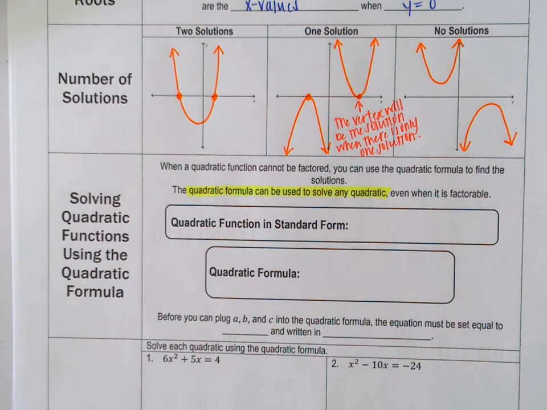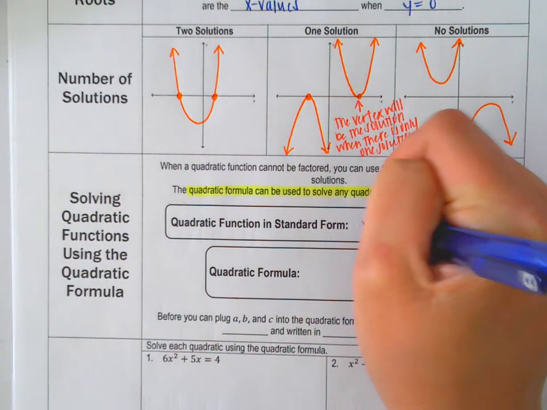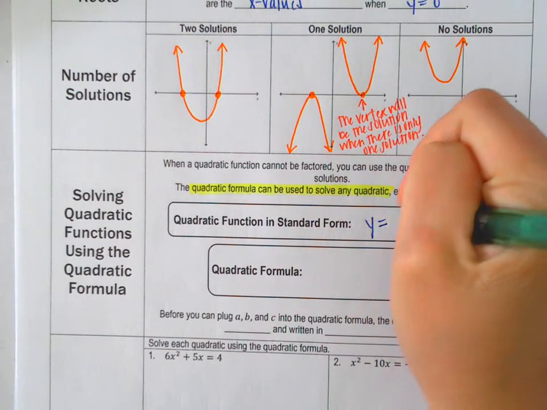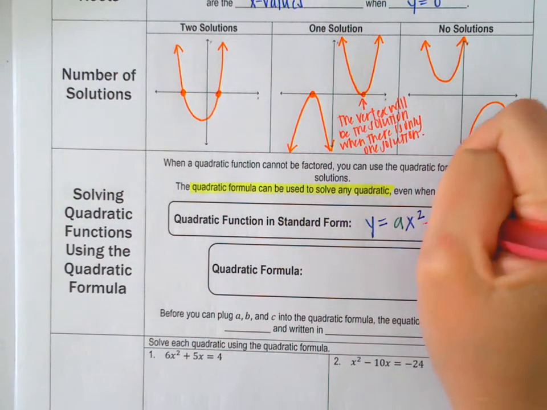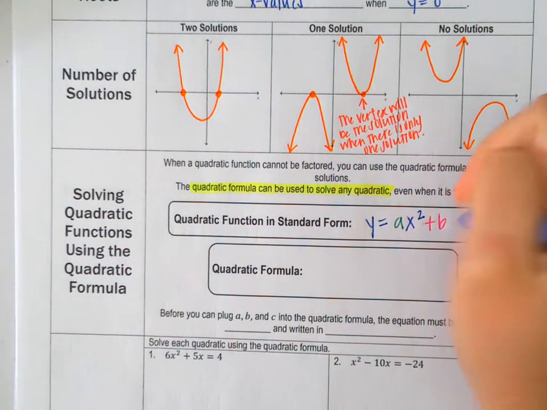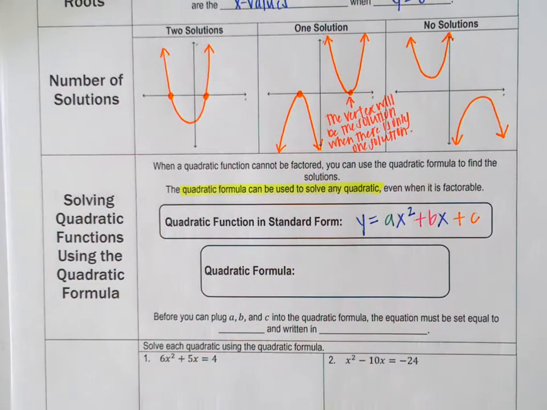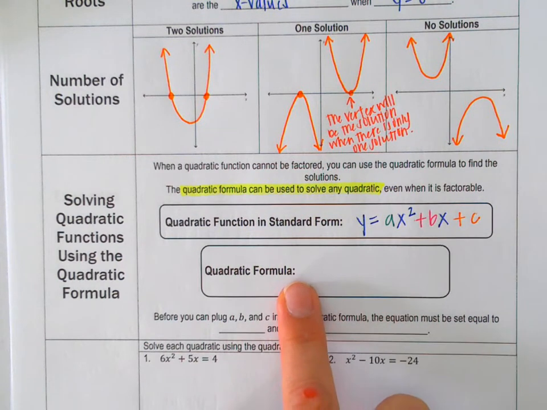Okay, so let's talk about the quadratic function in standard form. That's going to be y equals ax squared plus bx plus c. So the quadratic function needs to be in standard form for us to be able to use the quadratic formula.